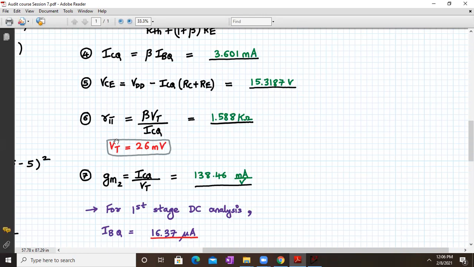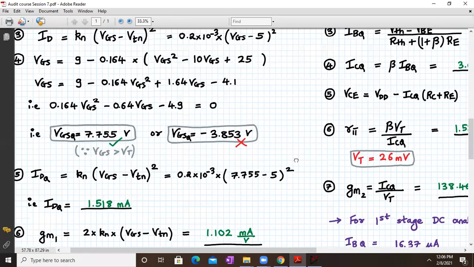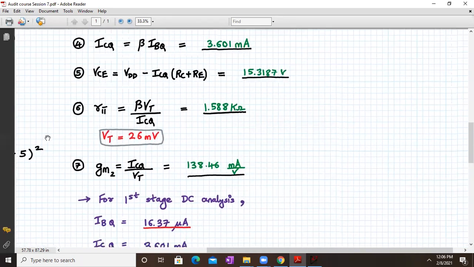Okay, here in this case, since BJT is the second stage, we have written over here GM2, and GM1 is the transconductance of the first stage. So RPI value is beta VT upon ICQ, where VT is 26 millivolt, beta is 220, and ICQ value is 3.6 milliamperes. So if you substitute all these values in a calculator, you will get 1.588 kilo ohms.